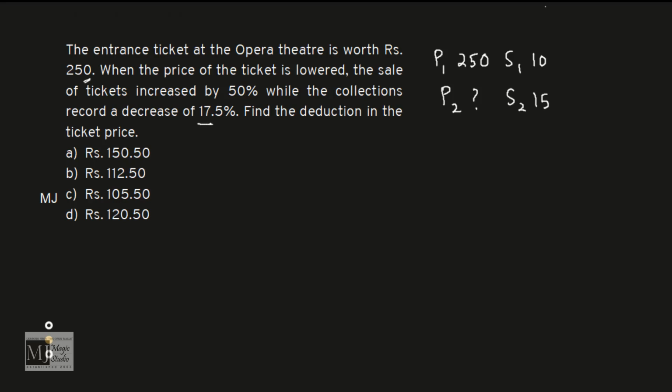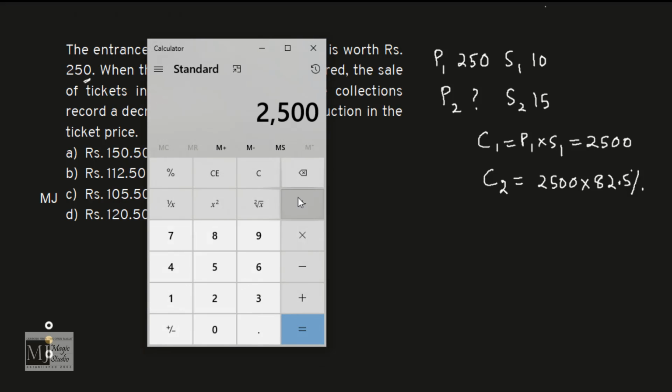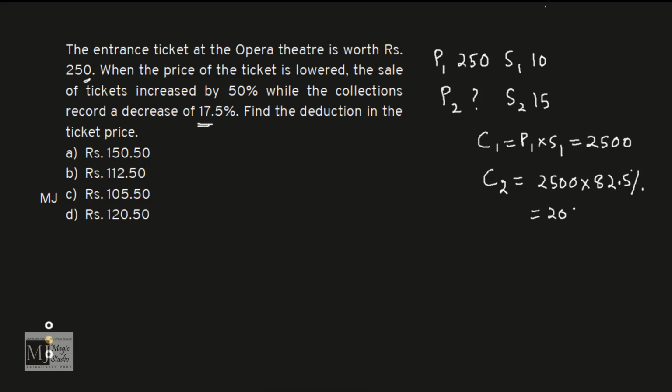While the collection records a decrease of 17.5%. So collection means what? Collection is P1 into S1. So initially it was 2500. Now the new collection would be what? New collection is 17.5% less than the old one. That means recovery is only, if I deduct 17.5 from 100, it would be 82.5%. So how much is it? 2500 into 0.825. It's 2062.50. 2062.50 is the new collection.